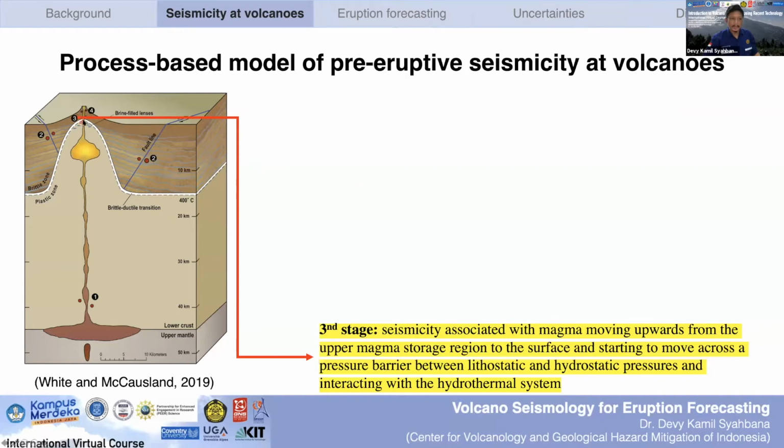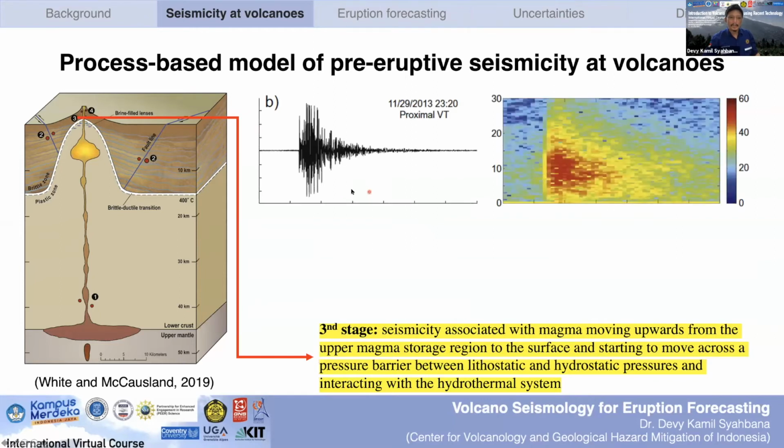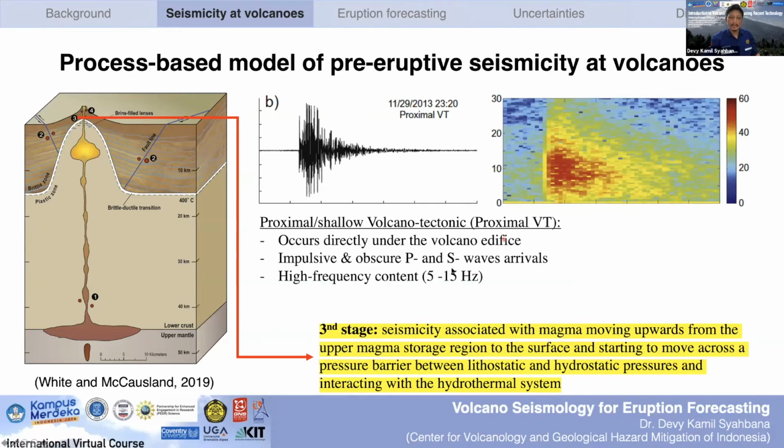This is when the fluids or the heat from the magma interact with the hydrothermal system. It will provide another signal, and another signal can be in the form of proximal VTs. Unlike distal VTs, proximal VTs are located just beneath the volcano. So the proximal and shallow volcanotectonics occur under the volcano.